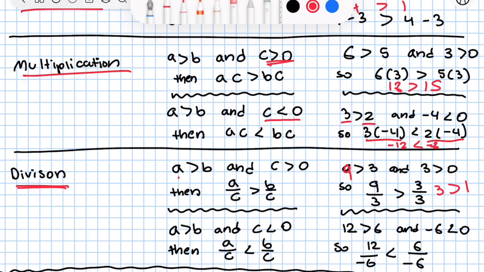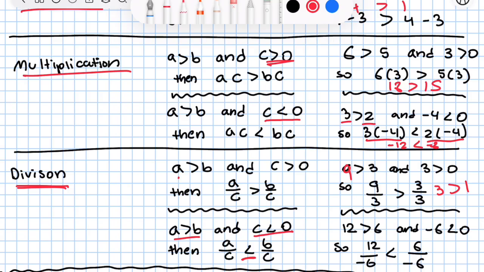And there's a second case for division as well. If A is greater than B, and C is less than 0, then A over C is less than B over C. This can be shown as 12 is greater than 6, and negative 6 is less than 0.